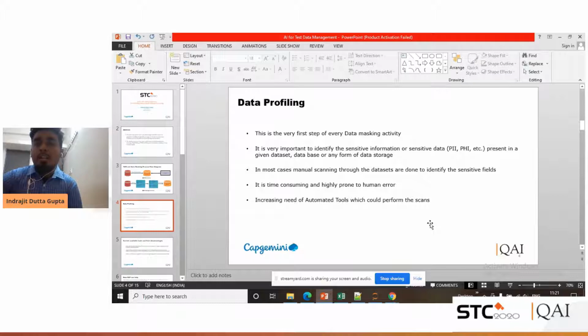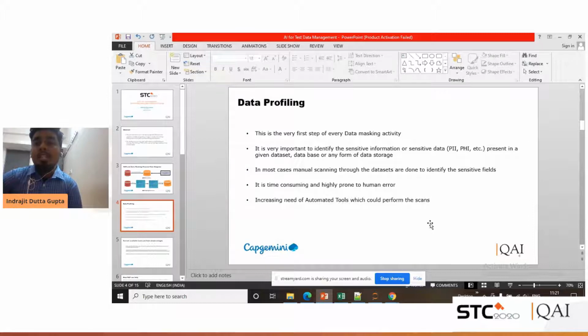So it is the activity of going through each and every table and scanning the tables and finding out which columns have PII data. Now, this activity was generally done manually earlier, but there's a problem with that. First of all, it takes a lot of time to scan big databases, all the tables, and also it is highly prone to human error.